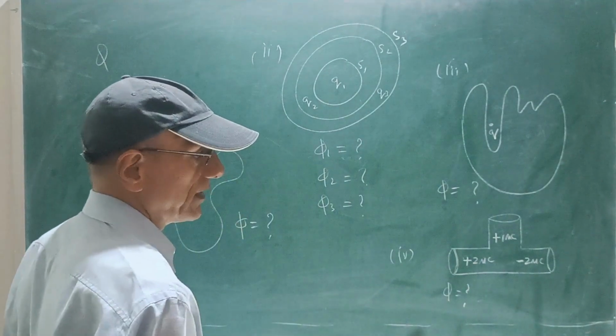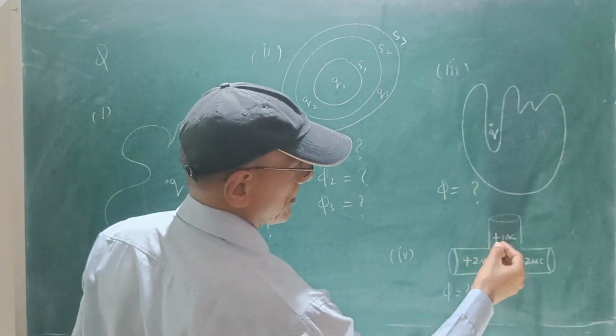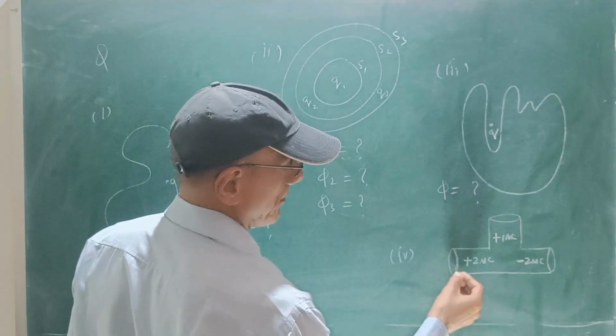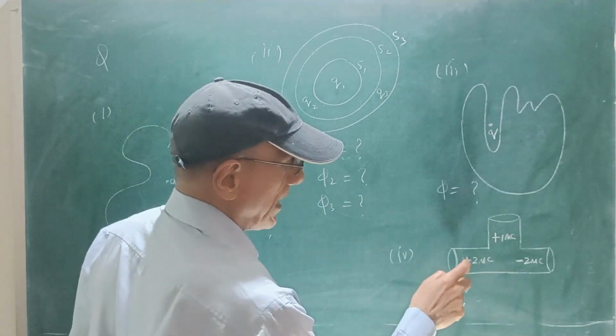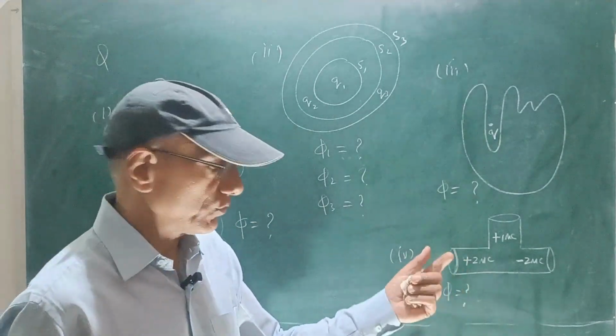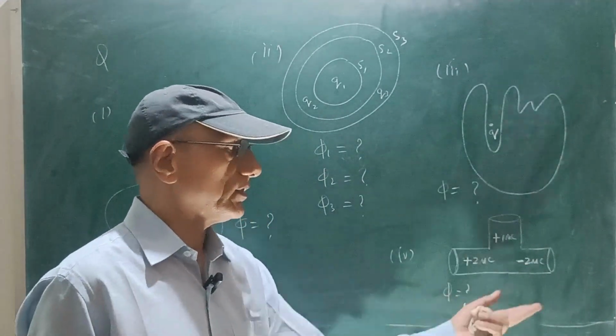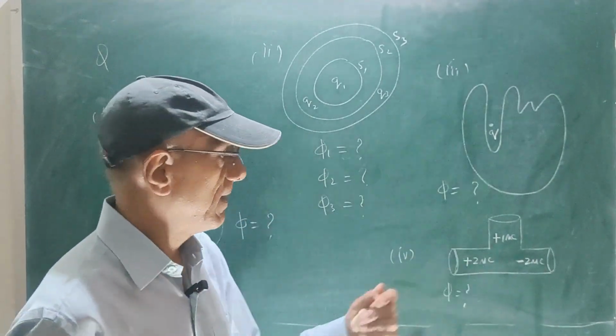Here it is a cylindrical surface this way in T shape. Plus 1 microcoulomb is here, minus 2 microcoulomb is here, and plus 2 microcoulomb is here. So what is the total flux through this whole surface?